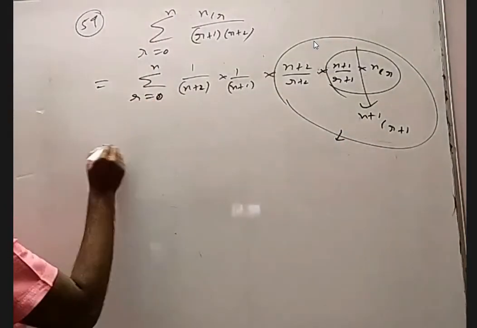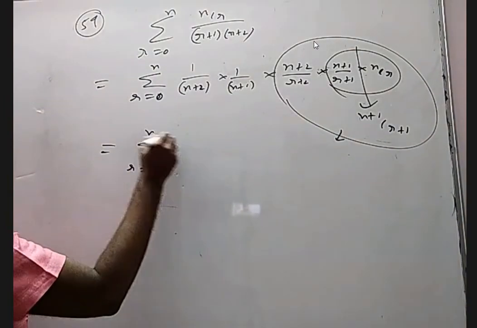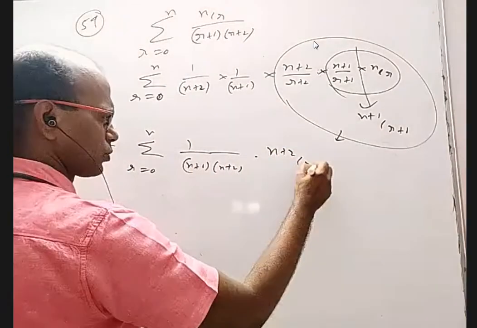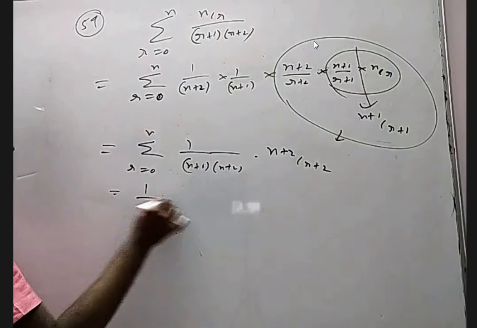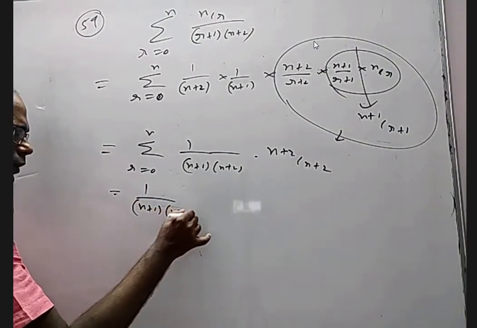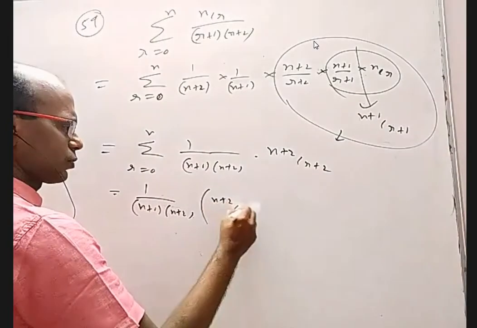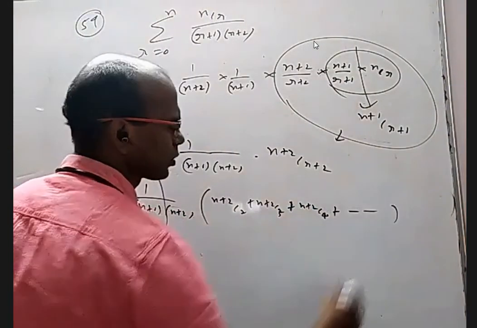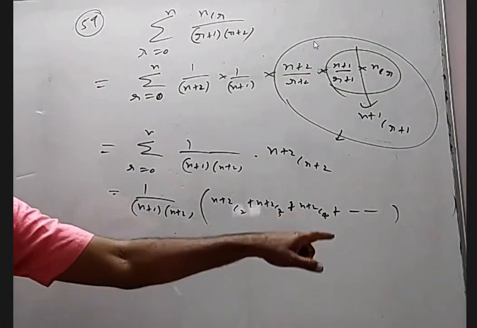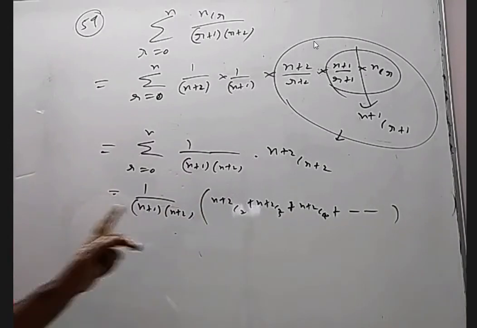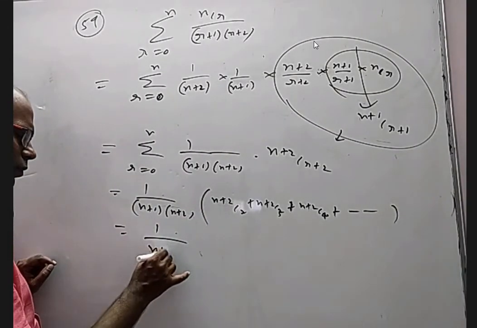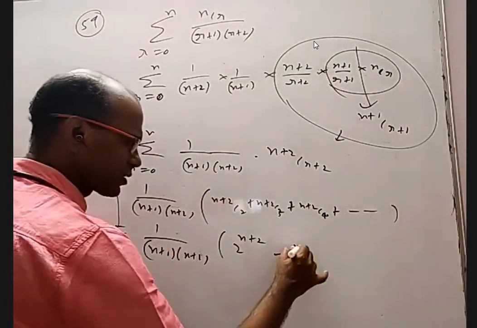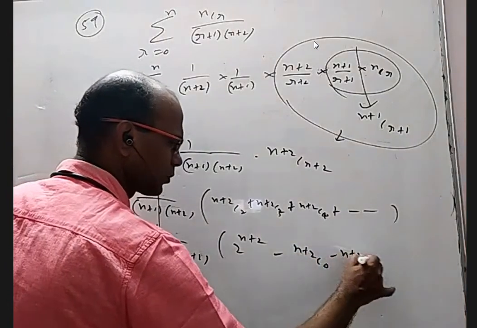You can understand that. So I will write sigma R equal to 0 to N, 1 by N plus 1 into N plus 2 into N plus 2 C R plus 2. These two I can take out. If I expand this, I'll get N plus 2 C2 plus N plus 2 C3 plus N plus 2 C4, and so on. So this is a full series, but what is missing is the first two, N plus 2 C0 and N plus 2 C1. So I can write 1 by N plus 1 into N plus 2, 2 power N plus 2, the complete series, minus N plus 2 C0 minus N plus 2 C1.